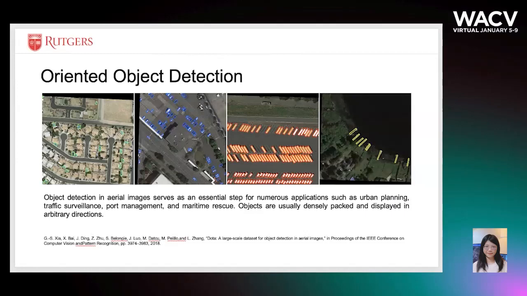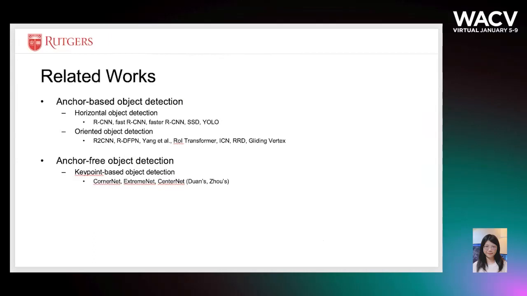Consequently, applying horizontal bounding boxes to oriented object detection would lead to misalignment between the detected bounding boxes and the objects. To deal with this problem, oriented bounding boxes are preferred for capturing objects in aerial images. Object detection can be divided into two types: anchor-based and anchor-free object detection. Anchor-based methods generally spread anchor boxes on the feature maps and predict the offset between the output box parameters and the anchor box parameters.